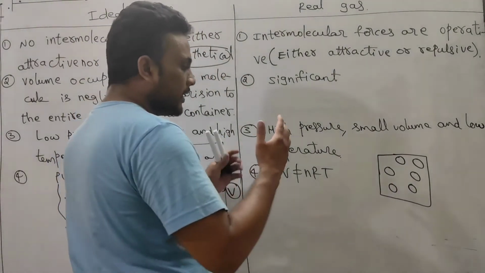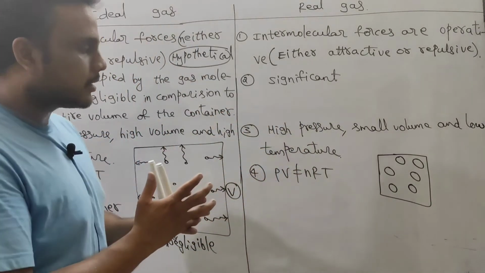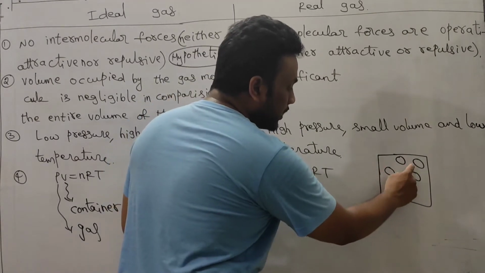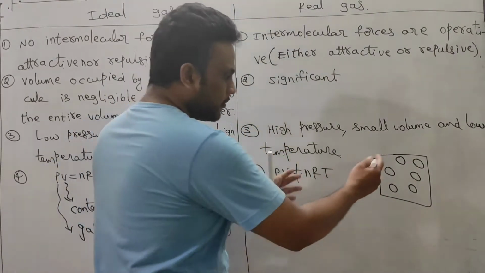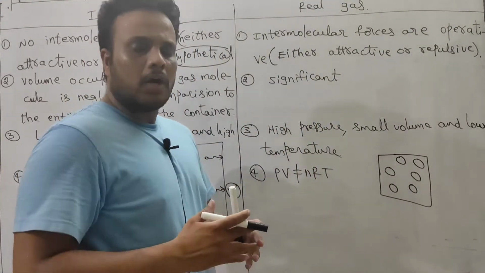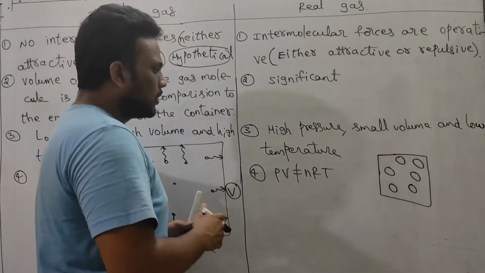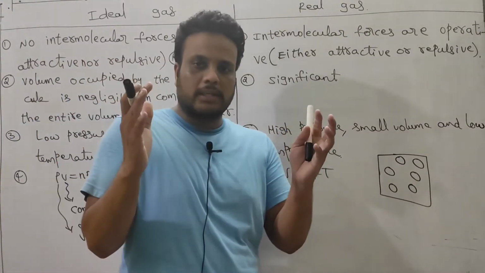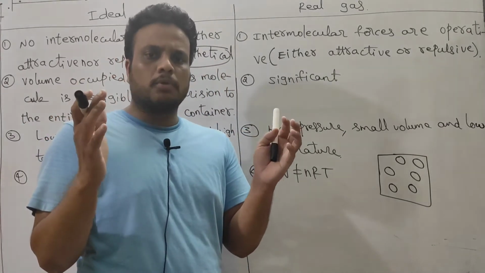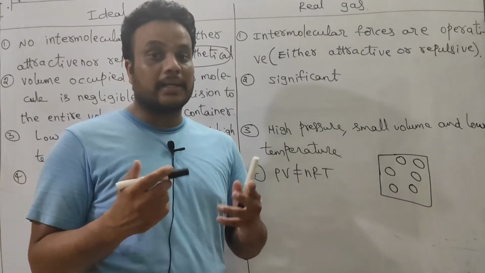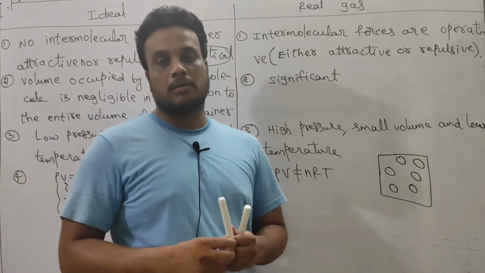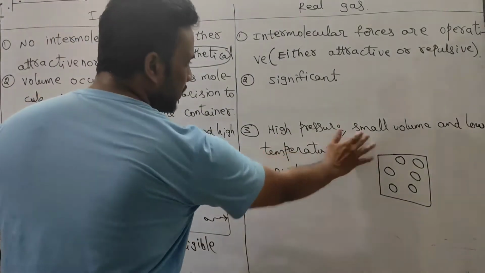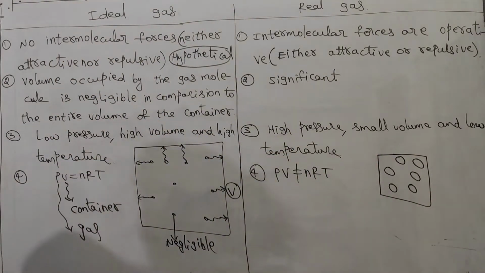So when the same gas is taken in a small container, the distance between molecules is small, so some intermolecular forces are operative. When molecules come close together, intermolecular forces are operative, either attractive or repulsive. When you maintain high pressure and low temperature, molecules come close together, and at low temperature kinetic energy decreases, so both favor an increase of attractive forces. So these are the favorable conditions for real gases.